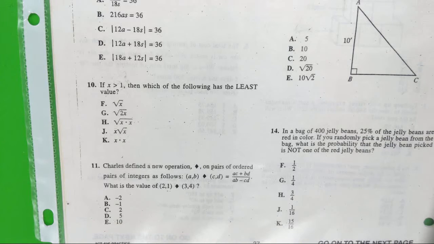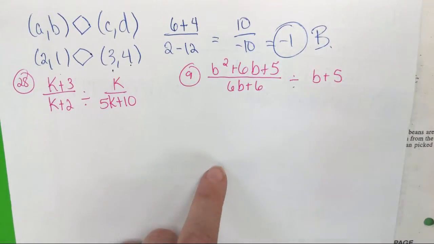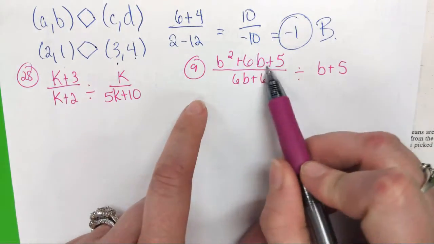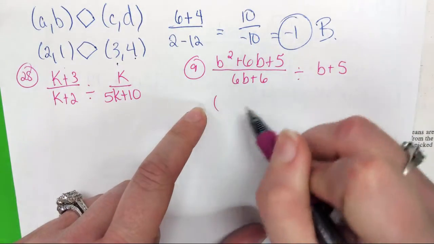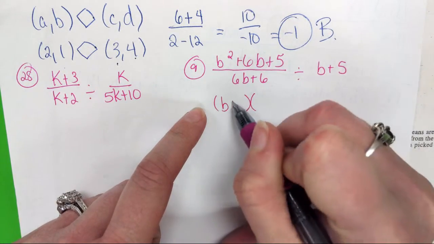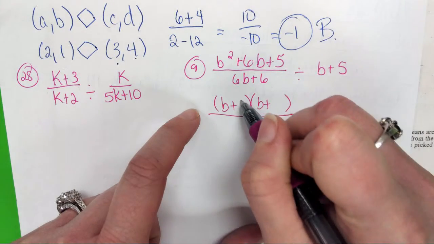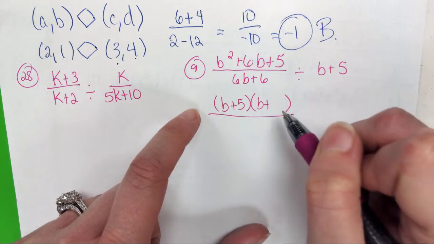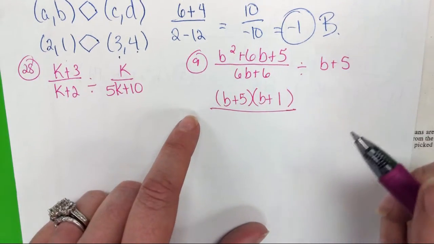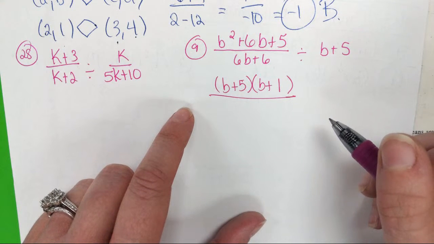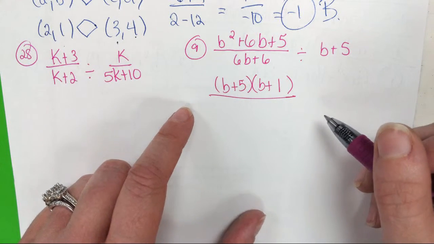Alright, here we go. We'll pick a 9. We'll do 9 first. So how do you factor this one? B plus 5, and positive, okay? Plus 5 and what else, Cody? And 1. Alright, what else do you see? Number 32.